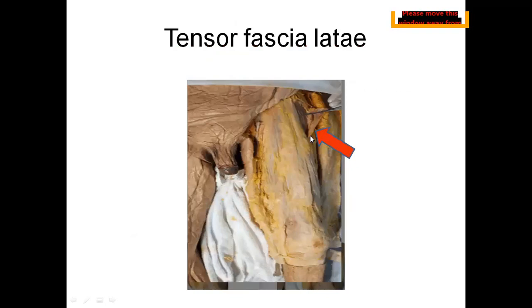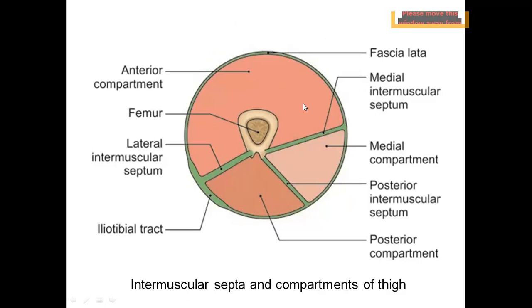Then the tensor fascia lata is this muscle. I told you the third modification of the fascia lata is the intermuscular septae. We already know these are medial, lateral, and posterior. And the compartments are: anterior compartment, femoral nerve; medial compartment, obturator nerve; posterior compartment, sciatic nerve.